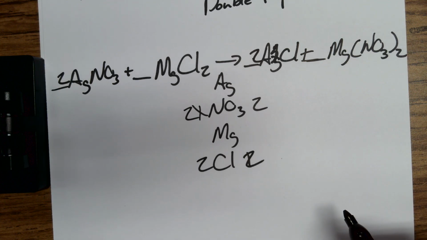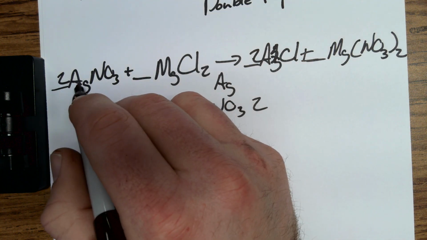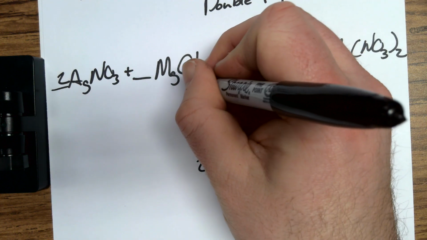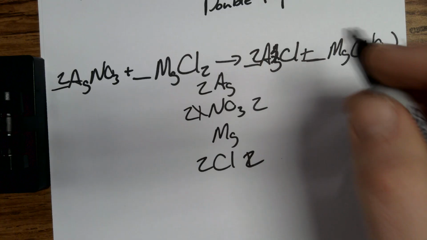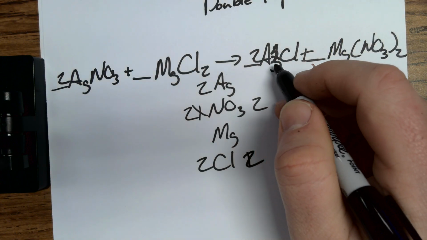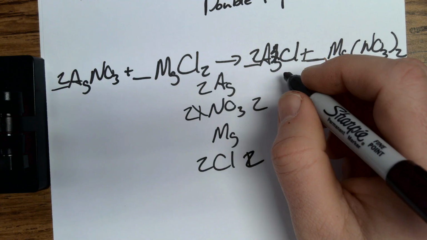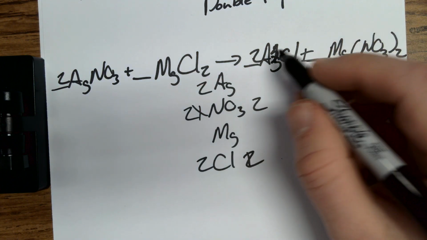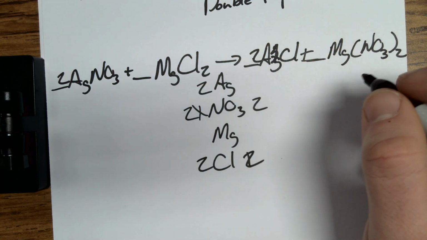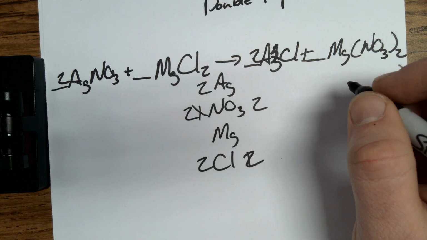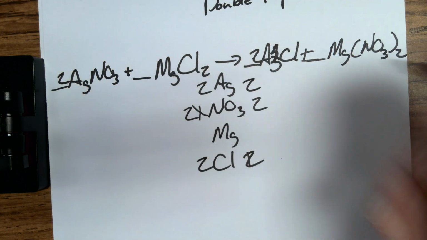Now I check my other ones. 2 times 1 silver gives me 2 silver. 2 times 1 silver gives me how many silvers? 2 times 1 silver gives me how many zeros? 2 times 1 silver? Yes. 2. That's all it is.